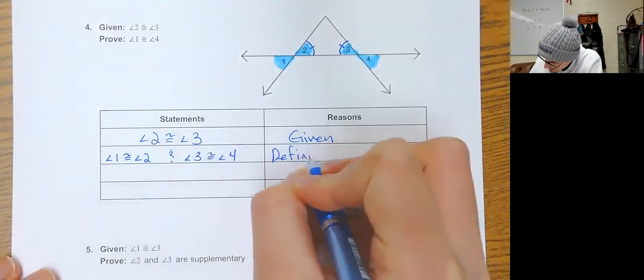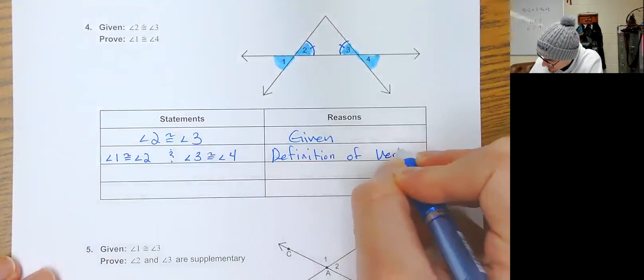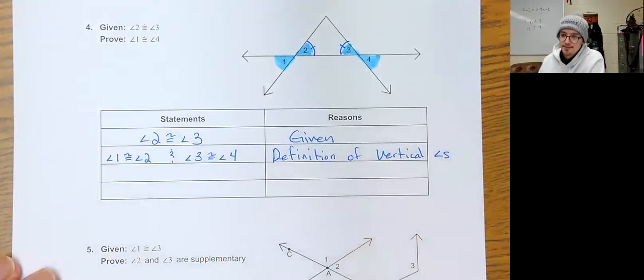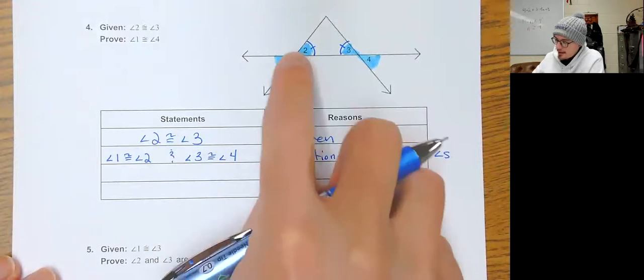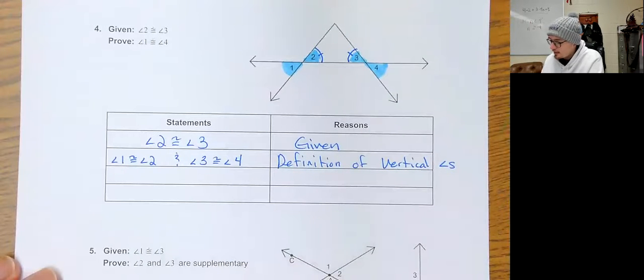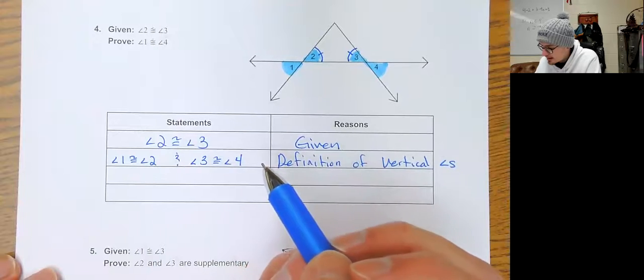Definition of vertical angles. Okay, definition of vertical angles. This is congruent to this, and this is congruent to this. Well, what can we do now? I want angle 1 is congruent to angle 4.